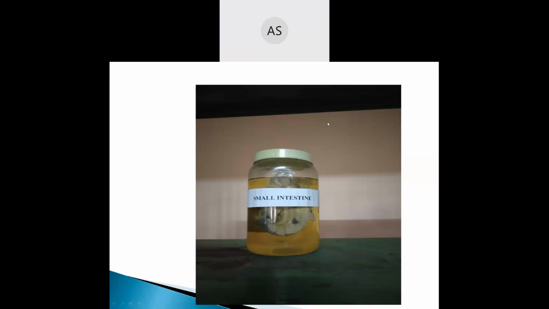Ma'am, first introduction. Intestine, which is the longest part of the digestive tube, is divided into a small intestine and large intestine. Yeah, two parts. What is small intestine? Okay, small intestine.